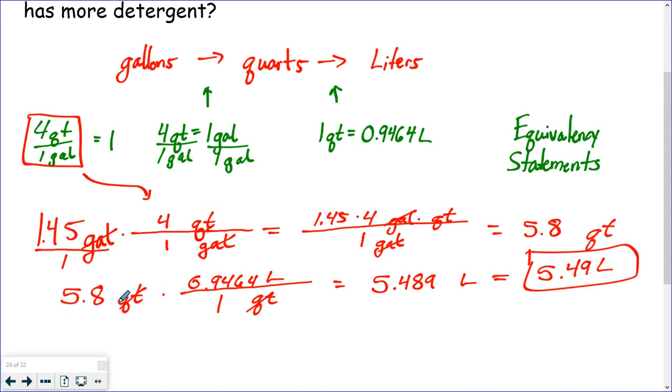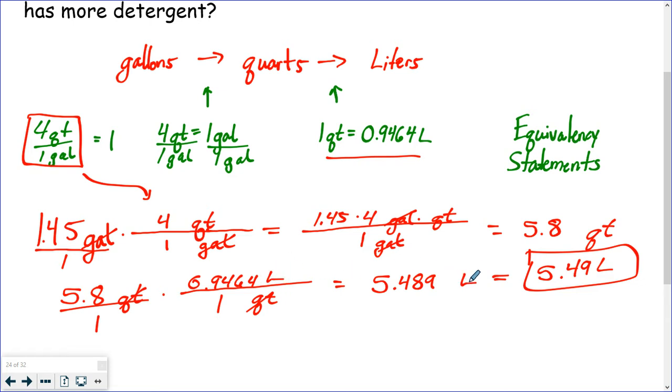Same thing, start with your quarts. And now I'm going to take this ratio here, or this equivalency statement, and write it as a conversion factor. I want to get out of quarts, so the 1 quart is going to go on bottom, and the 0.9464 liters will go on top. If you multiply straight across again here, this is like 5.8 over 1. 1 times 1 is 1. I get 5.8 times 0.9464. If you multiply it out, you get 5.489. Quarts cancel, and I'm left with only liters.